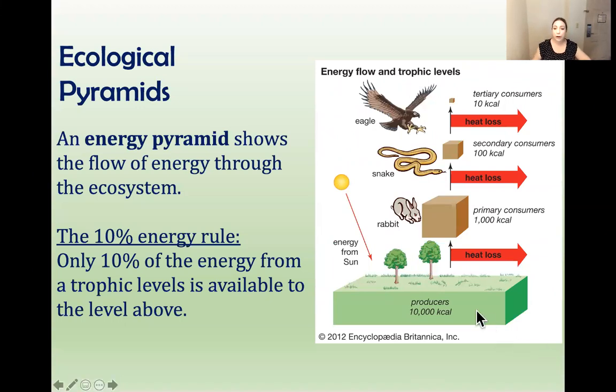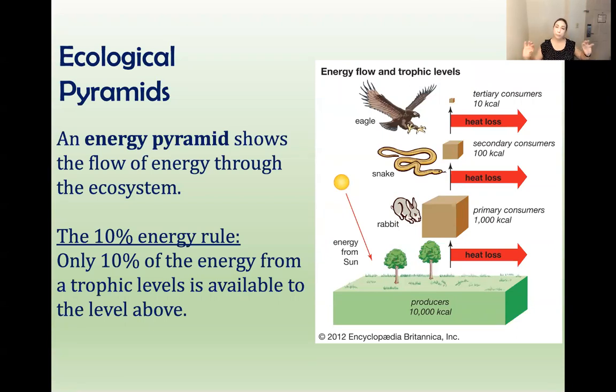So let's take a look at the picture here. It says producers, 10,000 kilocalories. Kilocalorie is just a way of measuring energy. Okay, now your producers are also your autotrophs, and they conduct photosynthesis. Now, if we have 10,000 kilocalories of energy, which is what the plants are producing from sunlight, and we go up to the next level, primary consumers, only 1,000 kilocalories are available to primary consumers.